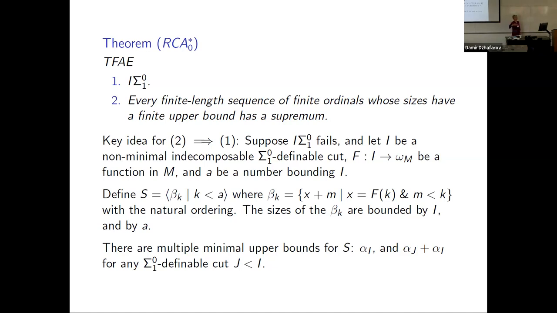I can't do that exactly because that's not a set in the model. That doesn't have a delta 0,1 definition, but you can mess around a little bit, take something larger than the cut and put together a sequence that, non-uniformly, if k is in the cut, will have a copy of k, and if k is not in the cut, will be 0. And then the suprema is going to be an ordinal of cardinality I, the cardinality of the cut, all of whose initial segments have smaller cardinality. And as long as I is not a minimal cut, I is one such thing, and J plus I, where J is a smaller cut, is another such thing.